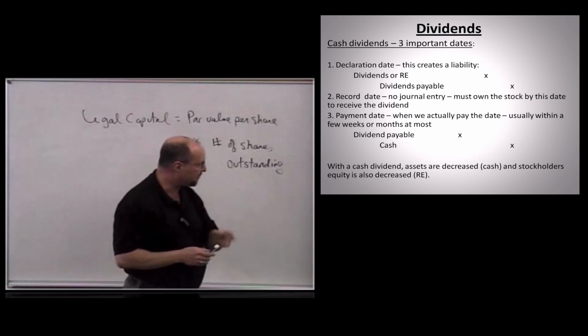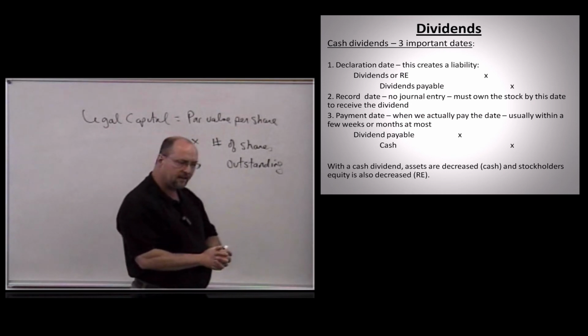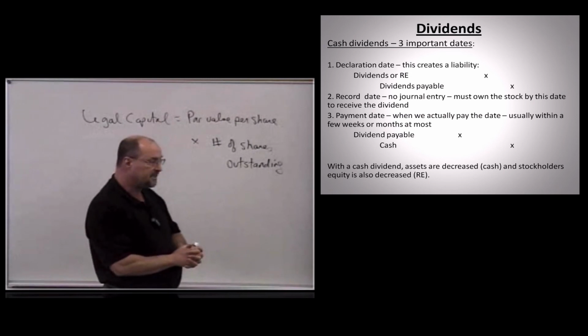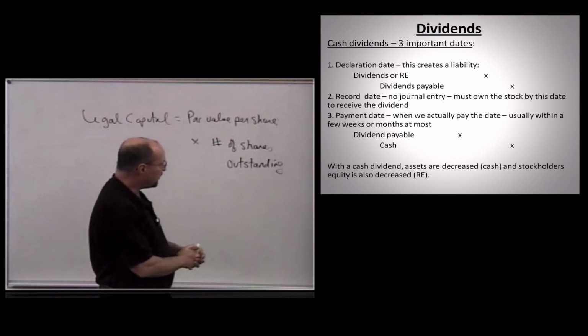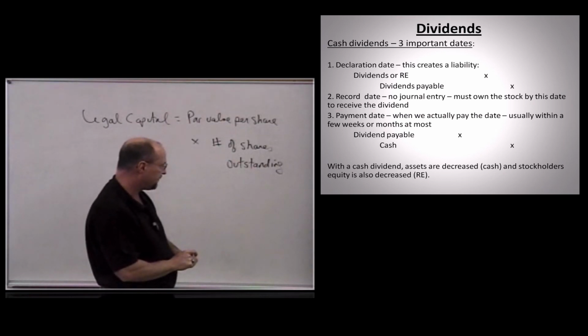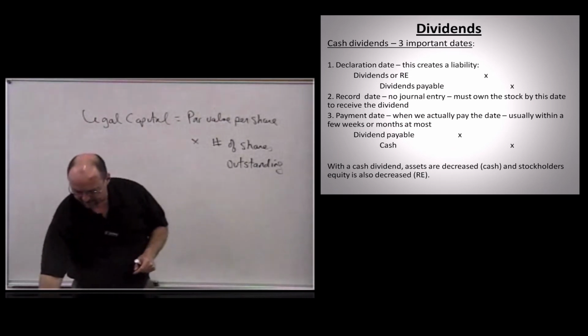Okay? So we have 3 dates. The declaration date, when we announce we're going to pay a dividend, that creates the liability. The record date, the day you had to own the stock on. No journal entry for that record date. And then the payment date, when we actually cut the checks and we reduce the liability, credit cash. Okay, so assets go down, equity goes down when we pay a cash dividend.